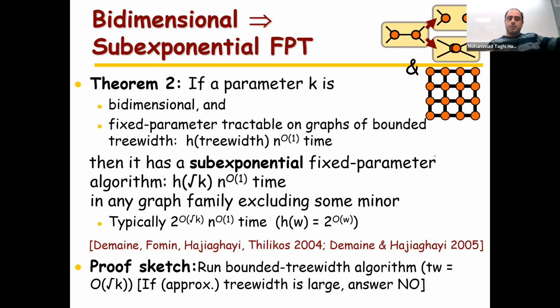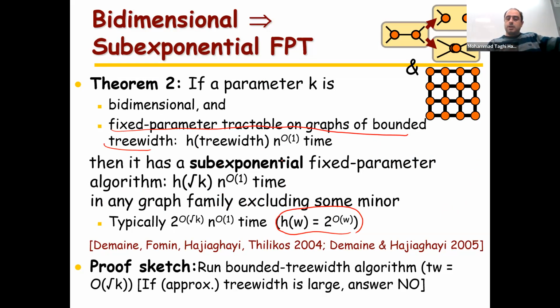Now, we discussed that if a parameter k is bidimensional, then there is a fixed parameter tractable algorithm on graphs of bounded treewidth, with running time h of treewidth times n to the order 1. And again, this happens for lots of problems, and h of treewidth generally is just 2 to the treewidth.